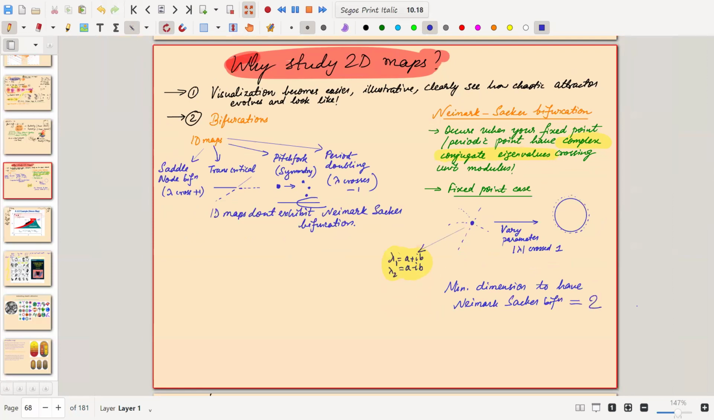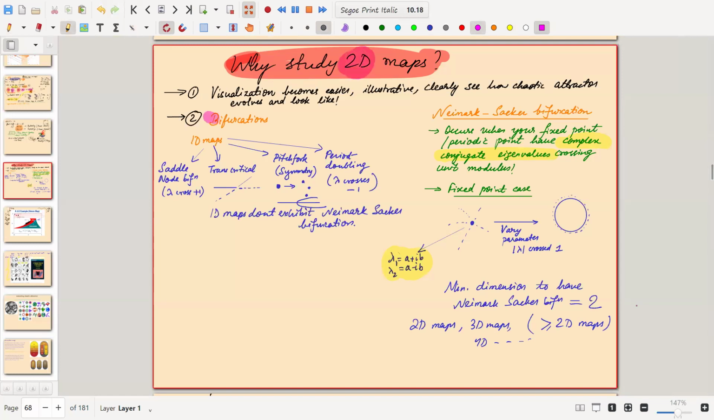The minimum dimension to have Neimark-Sacker bifurcation is 2. Therefore, maps of 2D or greater, that means 2D maps, 3D maps, 4D maps and so on, can showcase Neimark-Sacker bifurcation. However, 1D maps cannot show it. So this is one of the important reasons why we studied 2D maps.